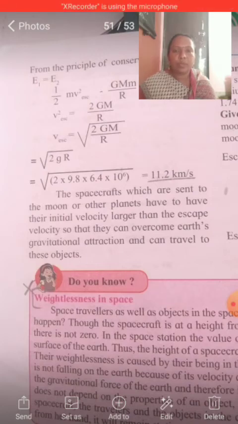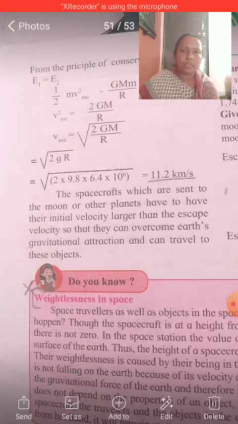We have to remember this formula, what is meant by escape velocity and how we calculate it. Escape velocity is equal to under root 2GM upon R. Here G is the gravitational constant, M is the mass of the earth, and R is the radius of the earth.